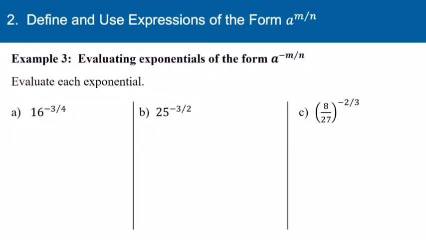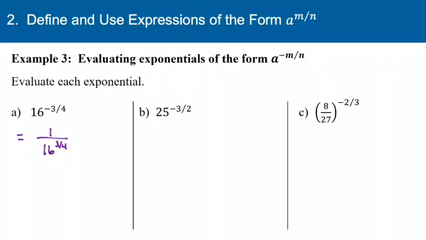So in example 3, let's practice writing each of these with a positive exponent, and then we can evaluate. So here we have 16 to the negative 3/4. Remember that to eliminate the negative exponent, we will move that expression to the denominator. So now I have 1 over 16 to the 3/4. And now we will write this in radical form just for the practice of it. Remember, we're doing the 4th root because 4 is the denominator of our exponent.